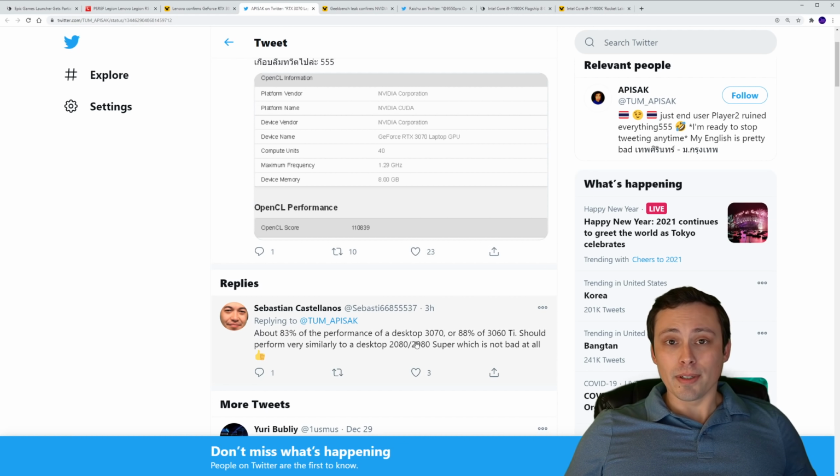Somebody has a quick summary right here, which I think is fairly accurate, but we'll look at some actual articles as well. Basically, it's about 83% the performance of a desktop 3070 and 88% of a 3060 Ti, which would be very similar to the performance of a desktop 2080 Super, which is not bad at all. And I would pretty much agree with that analysis. That's a good summary of what that is.